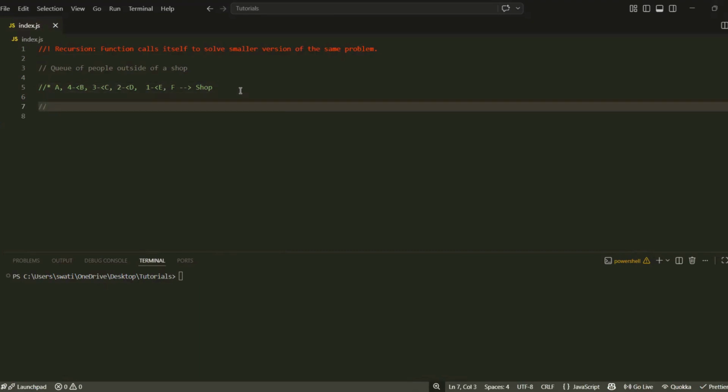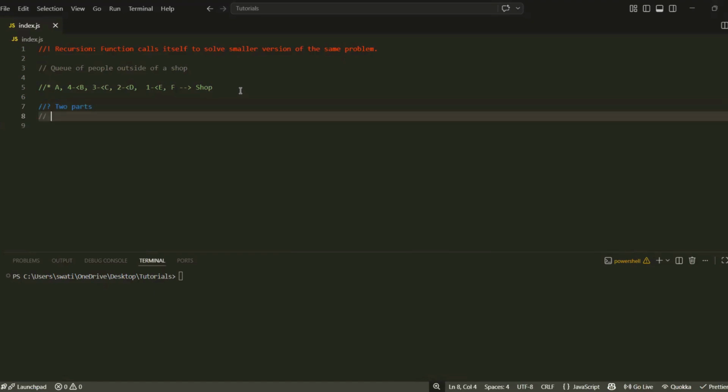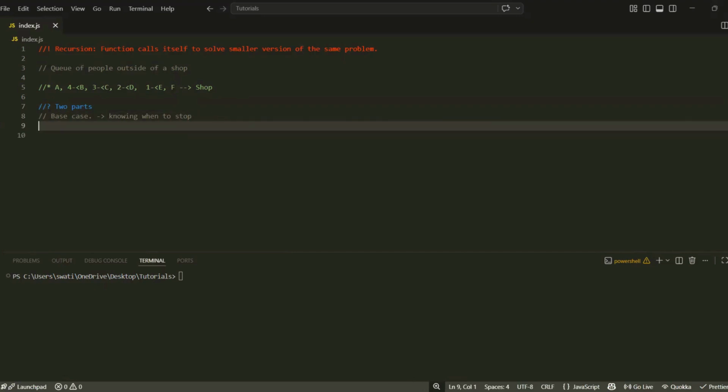So there are two things that we take care of in recursion. There are two parts actually. The first part is the base case. Okay? Base case is nothing but when to stop. Knowing when to stop. So in our case, F was the person who stopped, right? When no one was in front of F, he didn't ask the question to anyone, he just replied with a number, right? And the second part of recursion would be the recursive case.